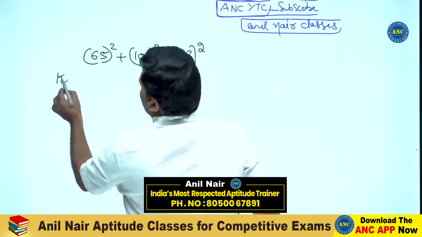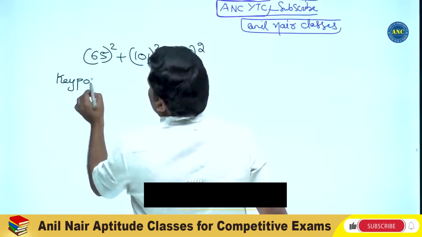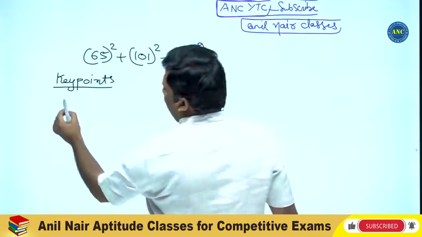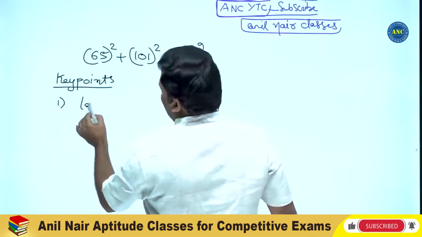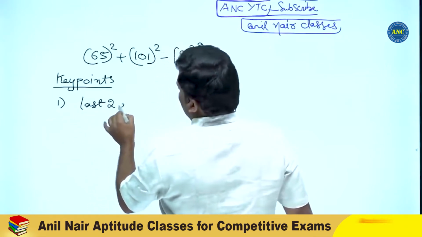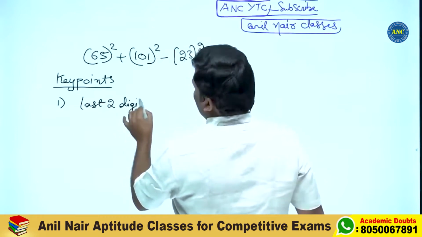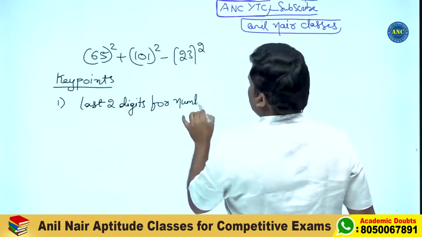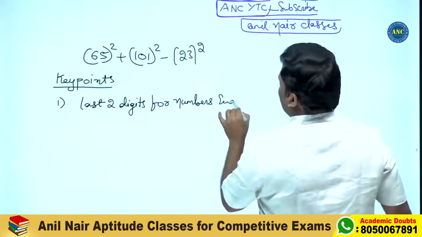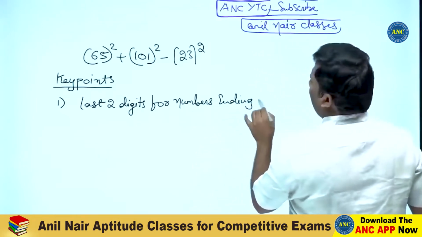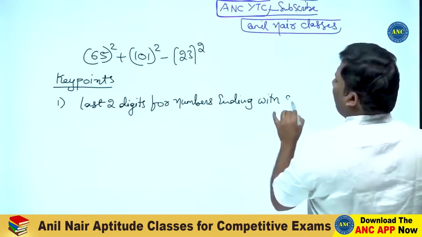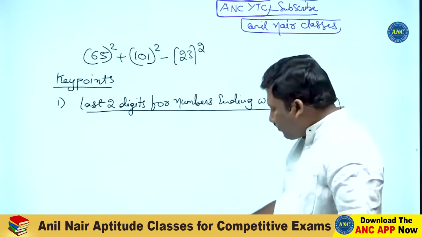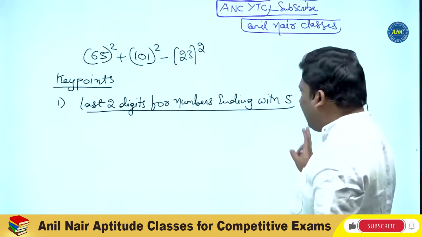Some key points. For every problem, there are some important key points we'll discuss. First key point: last two digits for numbers ending with 5. Extremely important logic, sir. The first term is ending with 5.